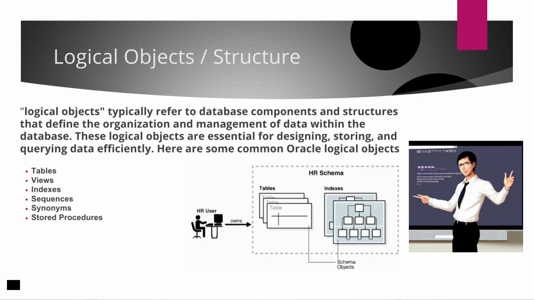A view is a virtual table because it doesn't store any data on its own. Instead, it is a stored query that retrieves data from one or more base tables whenever the view is queried. Views provide a logical layer on top of the physical data, allowing users to interact with the data without needing direct access to the underlying tables.